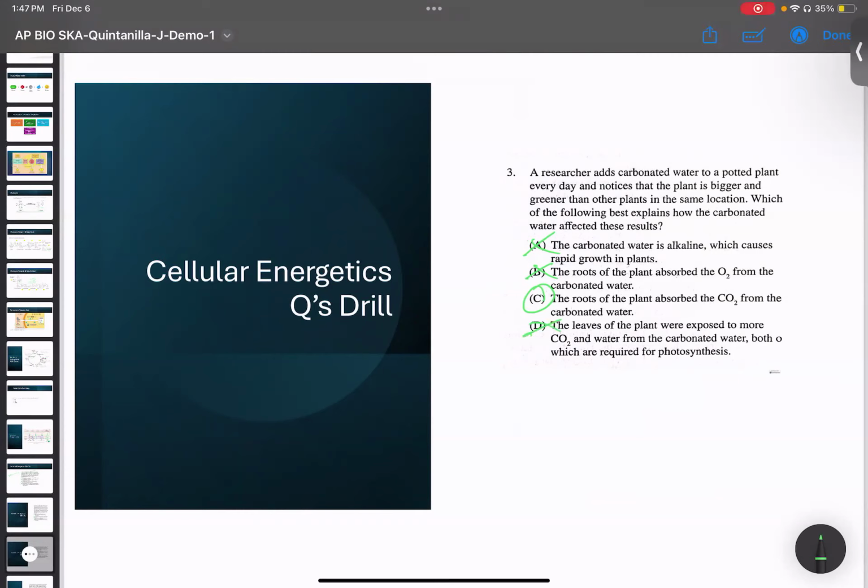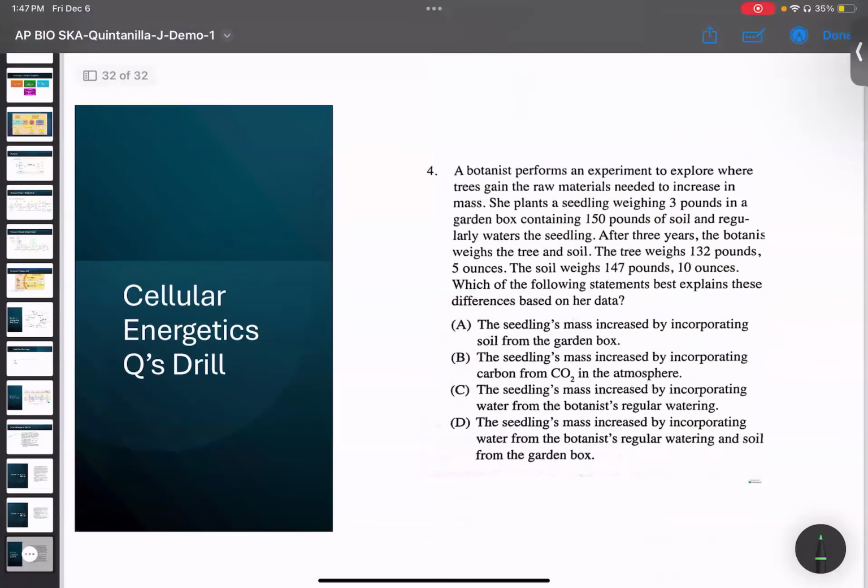So again, via the process of elimination, just knowing the basic elements of plant biology will help you do well on the exam. Lastly, a botanist performs an experiment to explore where trees gain the raw material needed to increase in mass.